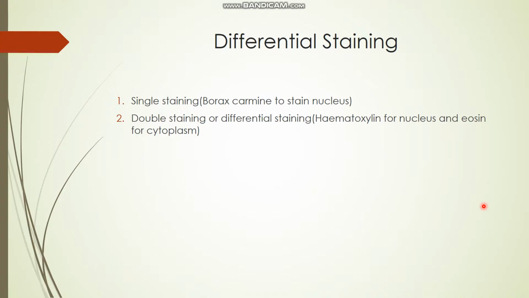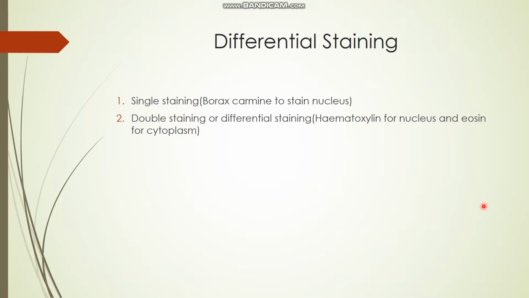The next technique is differential staining. Actually, most biological structures are transparent. Now, if you want to see them, we have to color them. We use certain dyes so that they can be differentiated. So to differentiate the parts, we have to apply certain dyes, and the techniques in which we use these dyes are known as staining techniques.